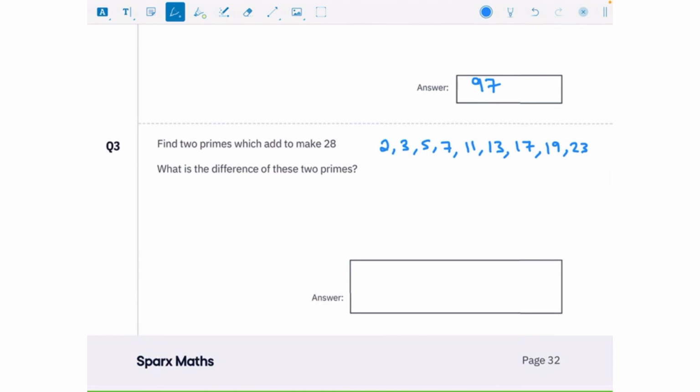So looking at those, we want 2 of those that make 28. And I can see that we can use 23 and we can use 5. Those two would add together to make 28. So 23 add 5. It says what is the difference of these two primes? So difference means we need to subtract. So 23 take away 5 is 18.